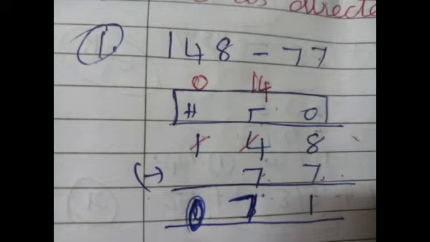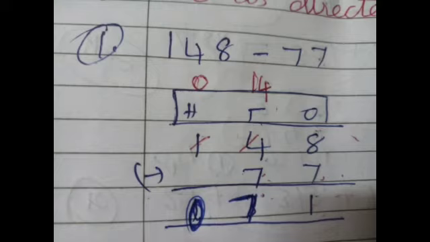148 minus 77. Write the number in the place value chart. Arrange the number first. Then start the subtraction from the ones place onwards. Here, in the ones place we have 8 minus 7. It is 1. Next, the tens place, 4 minus 7. It is impossible. Get a borrow from the hundreds place number. Here we have 1. From that 1 we take it off and it becomes 0 in the hundreds place. Now the tens place becomes 14.